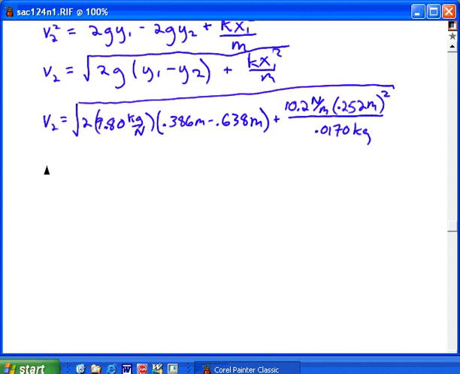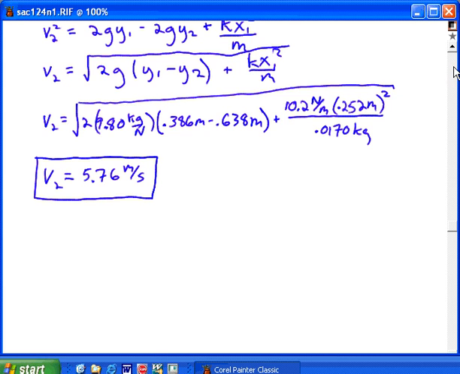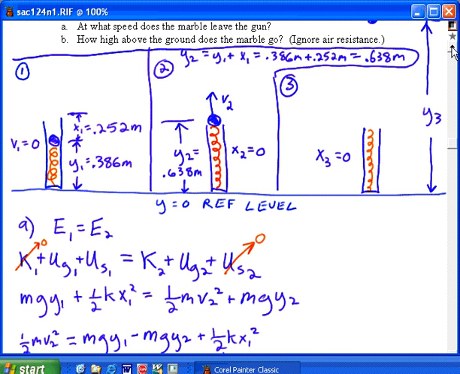And substituting that into the calculator, I get 5.76 meters per second, for the speed, the magnitude of the velocity of the marble as it exits the gun. That's the answer to part A. Let's take a look at part B. They want to know how high above the ground the marble goes.